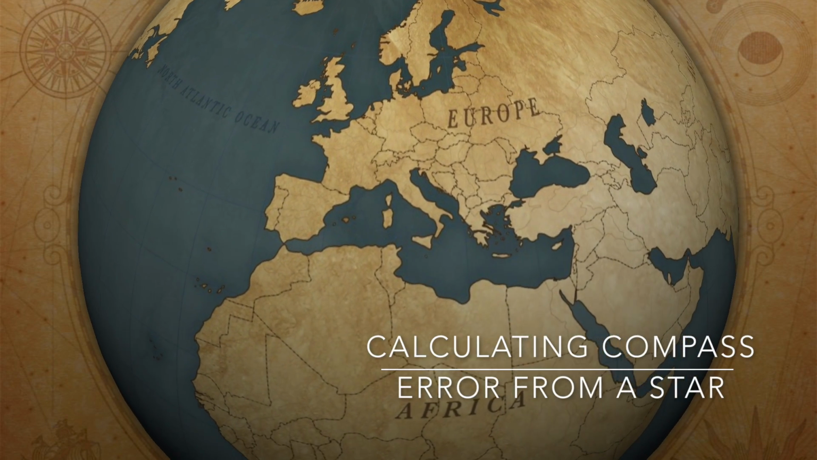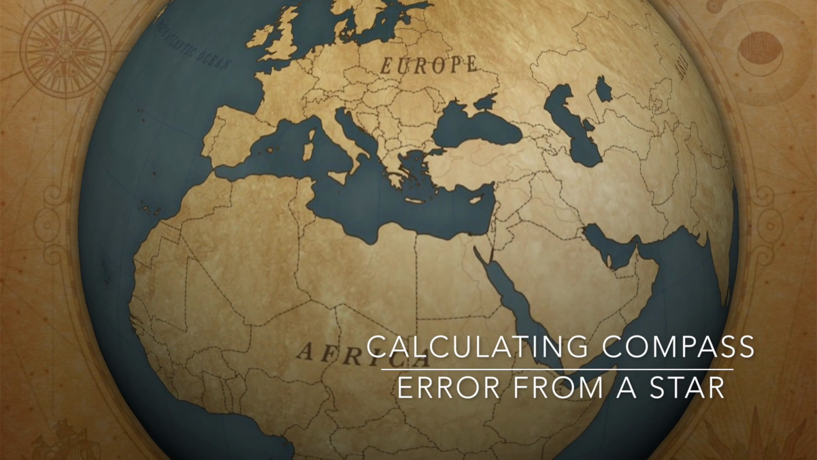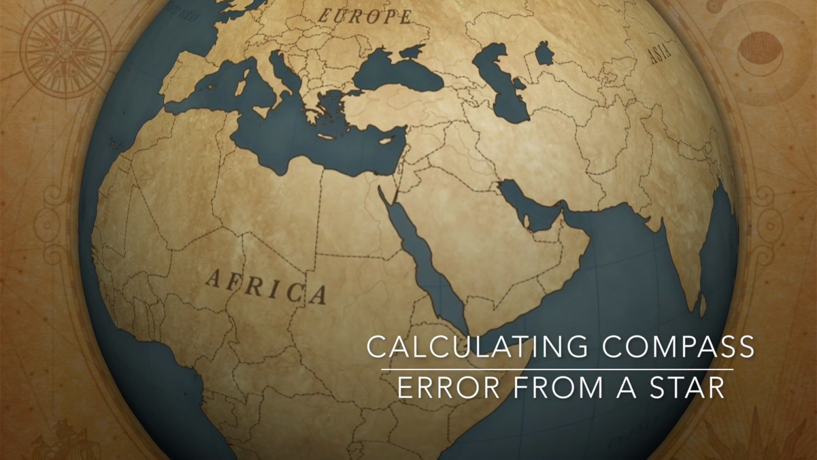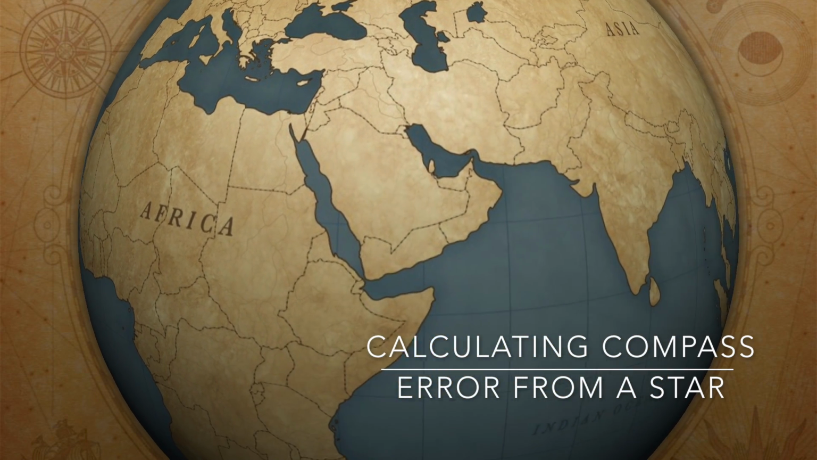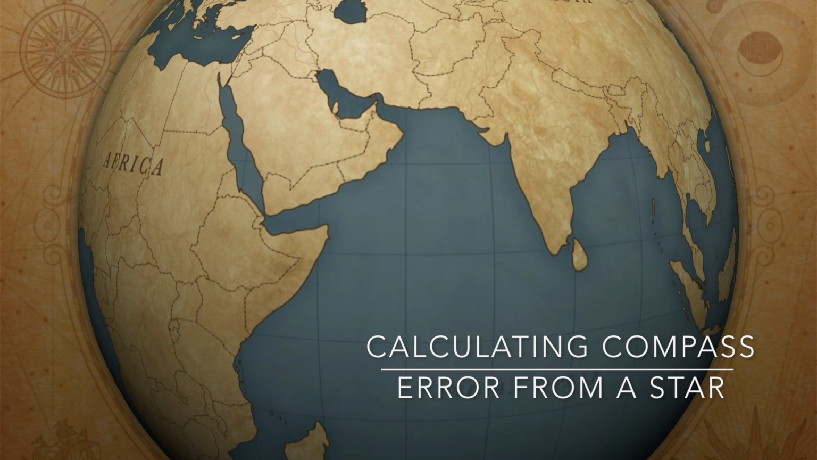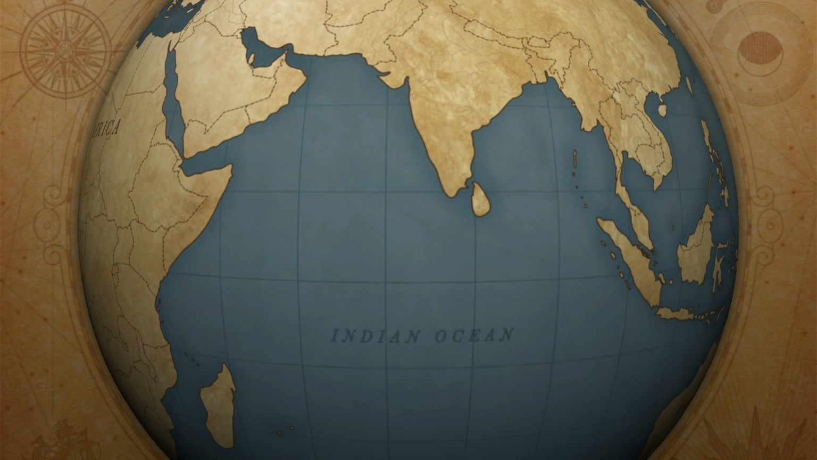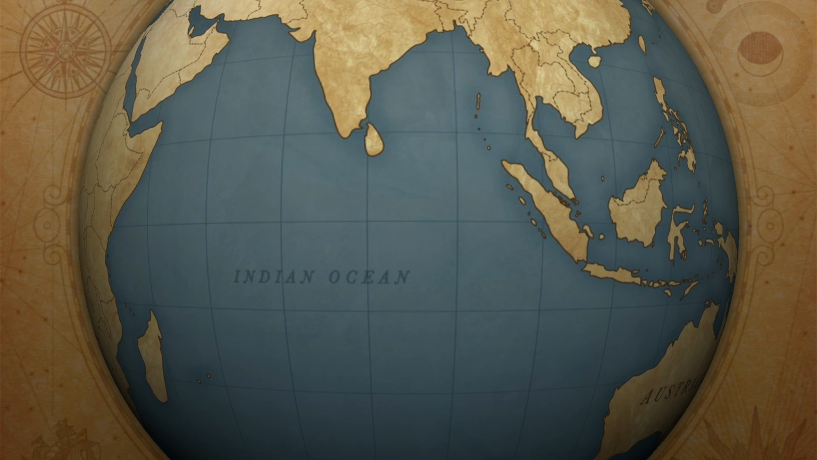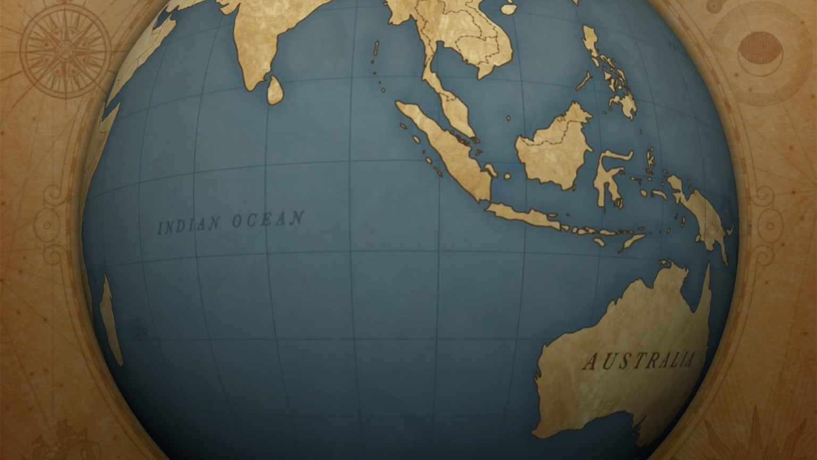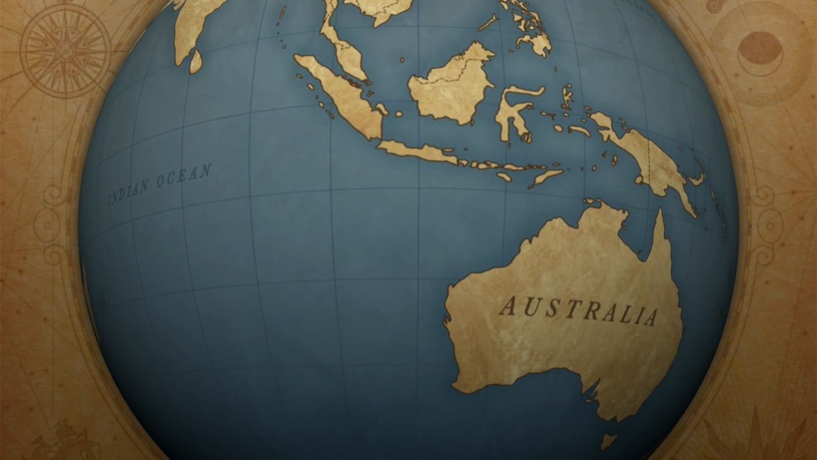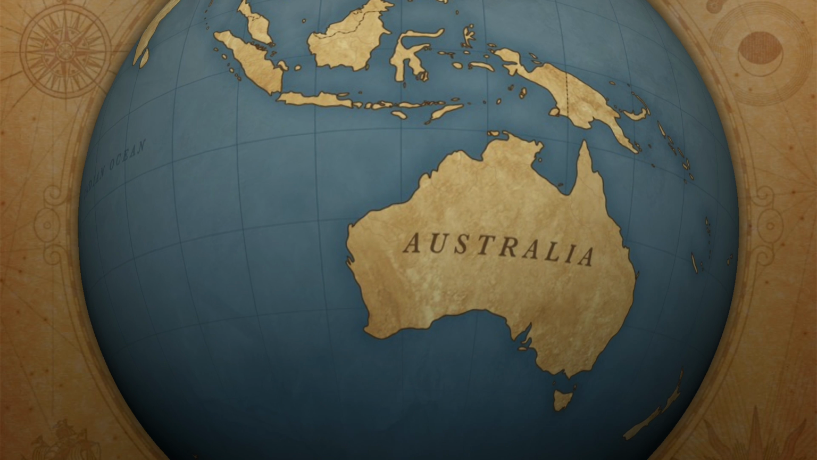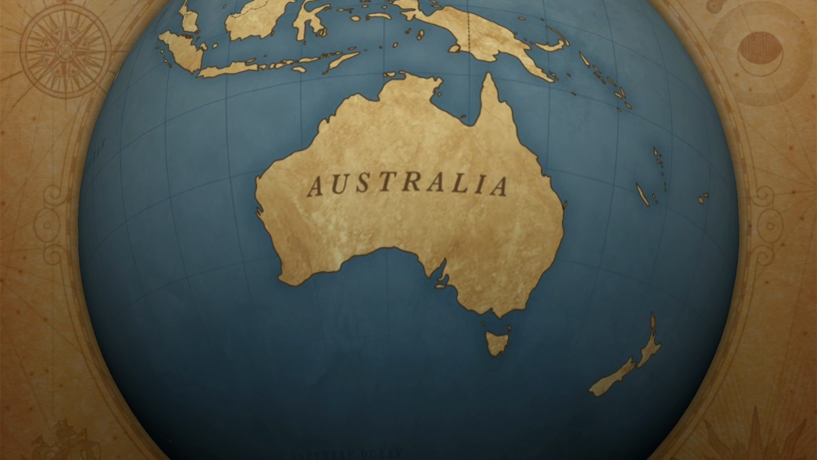Welcome back. In this short video I'm going to go through how to calculate a gyro or magnetic compass error using a star. If you haven't already done so, please watch my earlier video calculating the gyro or magnetic compass error using the sun, as I have explained some of the steps in more detail there. If you haven't already done so, you can download the proforma used in these videos from my website. The link is in the description below.